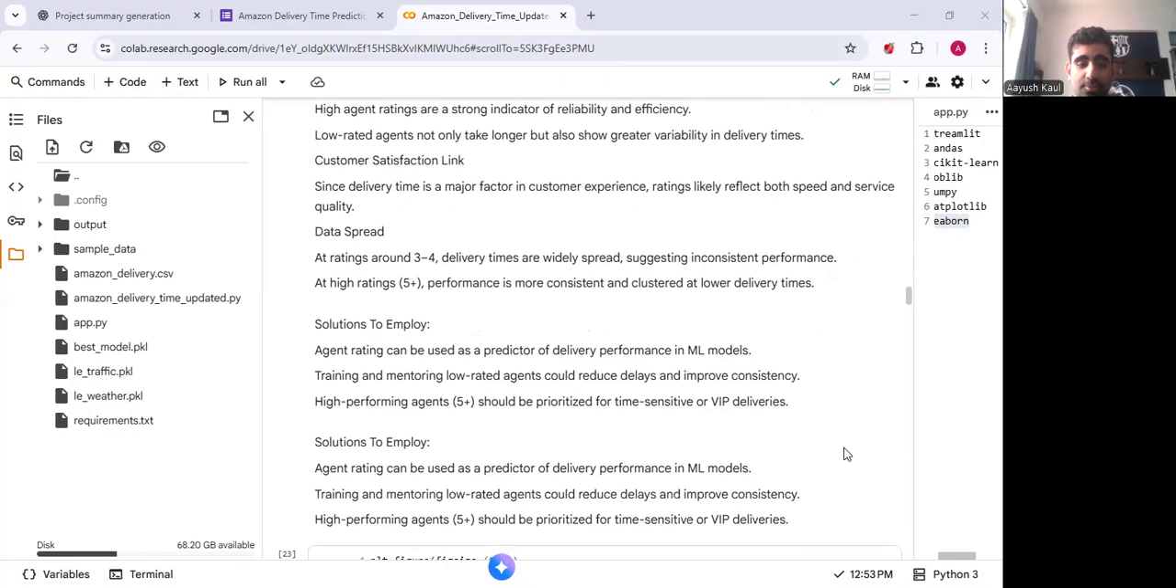Now, the solutions we can employ to solve these problems are: agent rating can be used as a predictor of delivery performance in ML models. Training and mentoring low-rated agents could reduce delays and improve consistency. High-performing agents like 5 plus should be prioritized for time-sensitive or VIP deliveries.